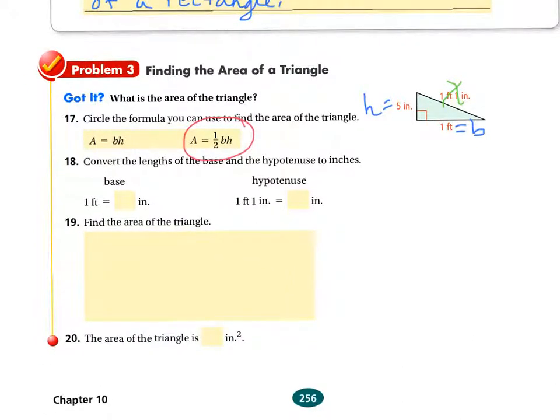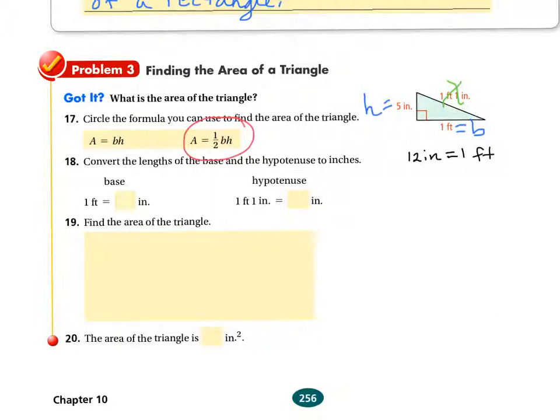All right. So the other part that you should notice about the lengths of these sides are what? They're different units of measure. We cannot find the area of anything when there's different units of measure. And you always want to change the bigger unit of measure to the smaller. In other words, we want to change the feet to inches. How many inches are there in 1 foot? So there are 12 inches equals 1 foot.